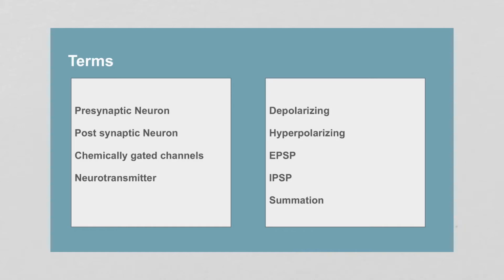We also are going to talk about EPSPs and IPSPs. E stands for excitatory, so it makes a neuron excited, more likely to send a signal. And I stands for inhibitory, which makes a neuron less likely to send a signal. And then we're going to talk about the topic of summation.